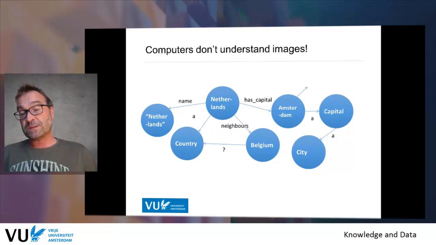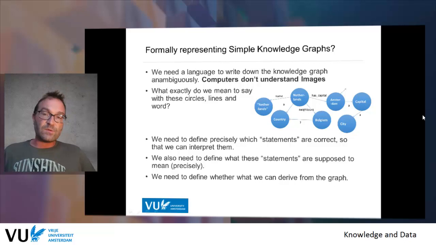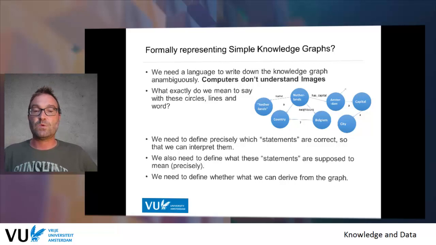So we need to tell the computer what we mean by this. Or differently, even stronger, we need to find a representation mechanism that a computer can work with. And it cannot work with this implicit representation of a graph. So we need a language to write down the knowledge graphs unambiguously, as the computers don't understand the images. But what does it mean that we have these circles and lines and words? So we need to define precisely which statements are correct so that we can interpret them.